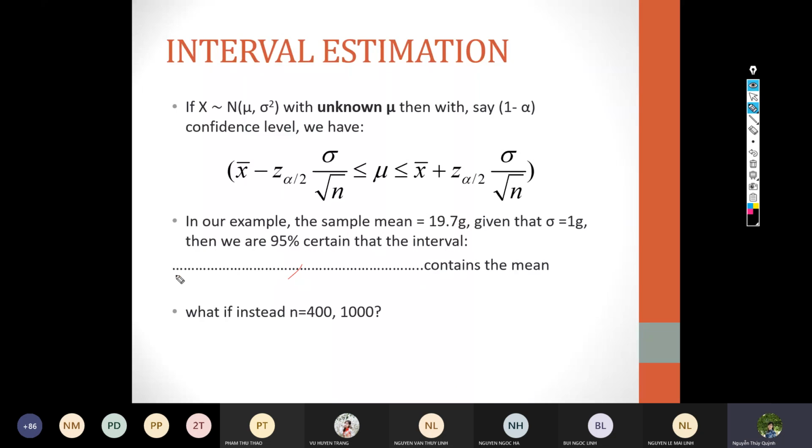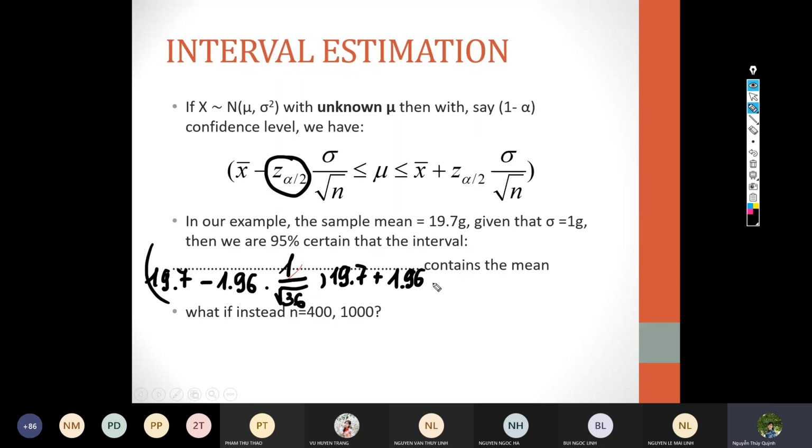We have x bar here is 19.7 minus 1.96, z alpha divided by 2, multiplied by sigma, that is 1, divided by the square root of n, which is the square root of 36. And 19.7 plus 1.96 multiplied by 1 divided by the square root of 36. And what is the interval? Can you calculate it?